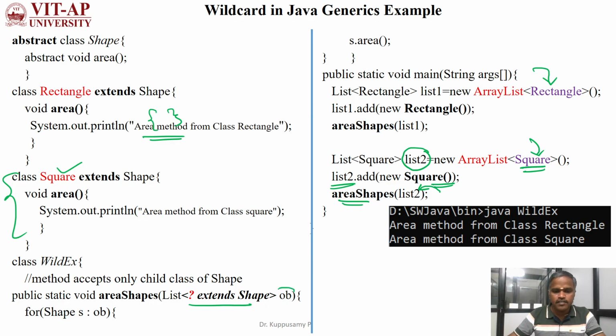Now it is receiving the list2, and through that list2 we are accessing the area. The area is available inside the square, which was already created by calling the constructor, so it prints the statement area method from the class square. Like this we can define user defined objects using the wildcards.